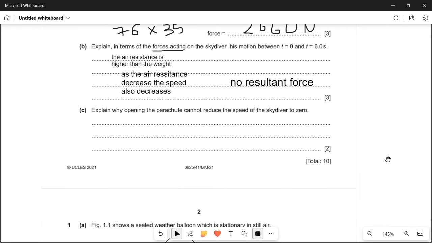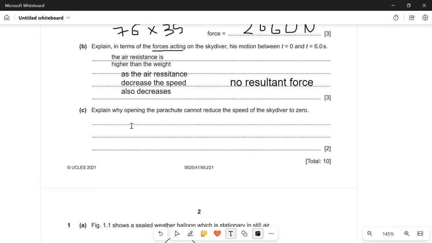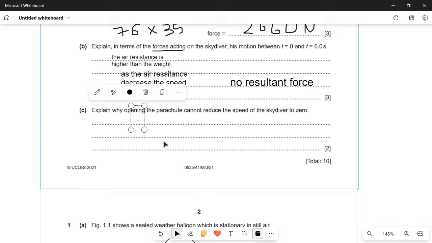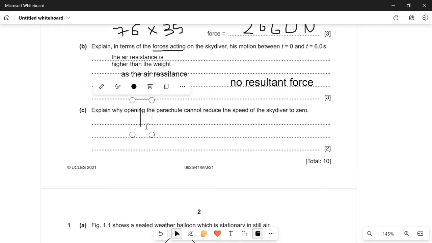On the next question, explain why opening the parachute cannot reduce the speed of the skydiver to 0. So this is a straightforward question, and there's 2 points, so we should write 2 explanations. If the speed of the skydiver is 0, that means there is no air resistance, and that's impossible. So one of the explanations could be: if the speed is 0, the air resistance is going to be 0 too.